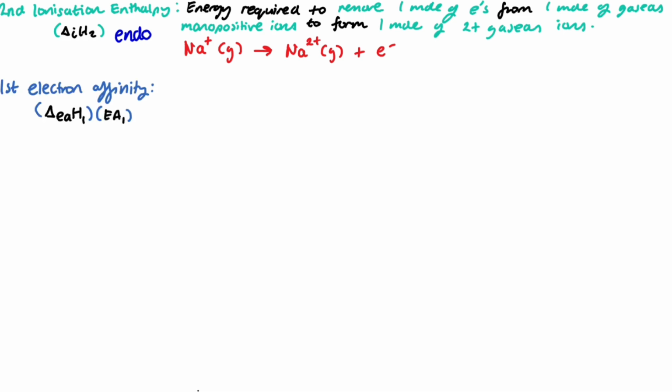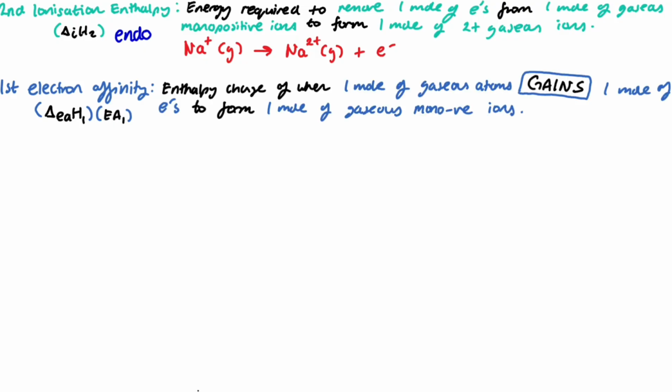Next is the first electron affinity. So the electron affinity is basically the total opposite of the ionization energies, okay? So the first electron affinity is the enthalpy change when 1 mole of gaseous atoms gains 1 mole of electrons to form 1 mole of gaseous mononegative ions. So an example is chlorine, and chlorine is a gas. So this is the gaseous atom gaining 1 mole of electrons to form 1 mole of gaseous mononegative ions, and the first electron affinity is exothermic.